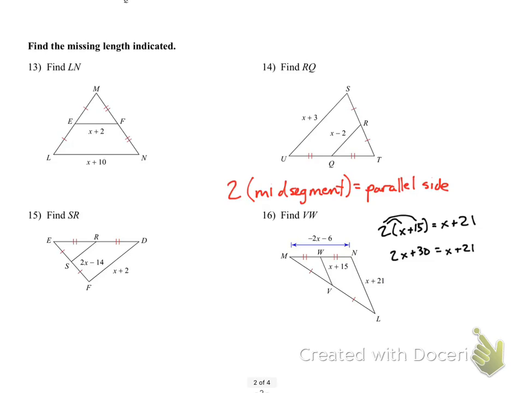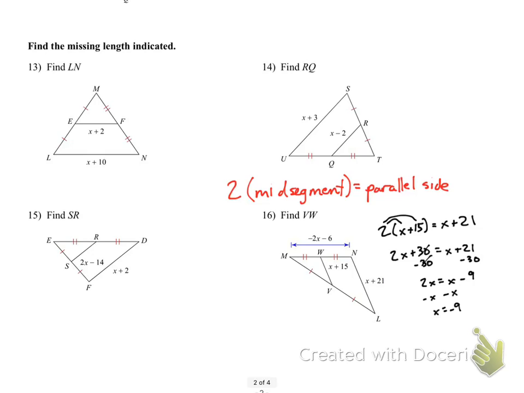Now we can solve from here. What are you going to move first? What is it? 30? Or it's minus, subtract 30. Okay, we can subtract 30. All right, so that cancels. You got 2x equals x minus 9. And then subtract the x. All right. So we've got x equals negative 9.